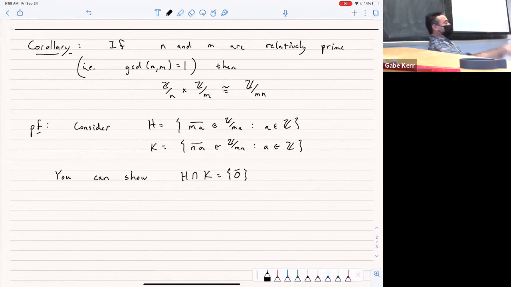So if I have an element of H, then I know it's the class of a multiple of m. And if it's also in K, then it's the class of a multiple of n. So in other words, it's a multiple of m and n. So therefore, it's a multiple of mn. The multiples of mn are 0 in Z mod mn, all multiples of mn. That's the 0 congruence class. So that's the proof.